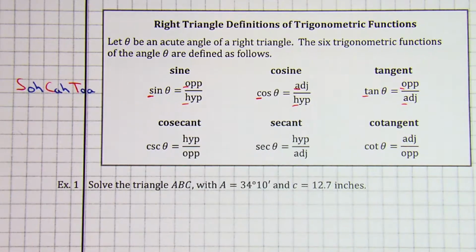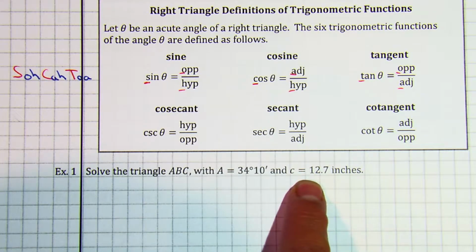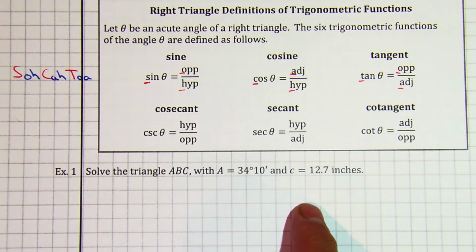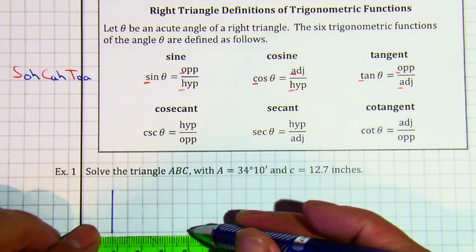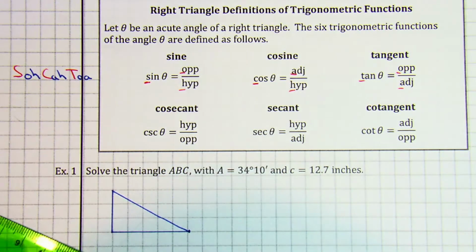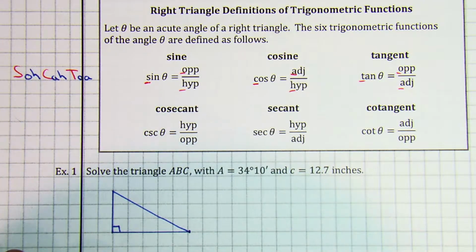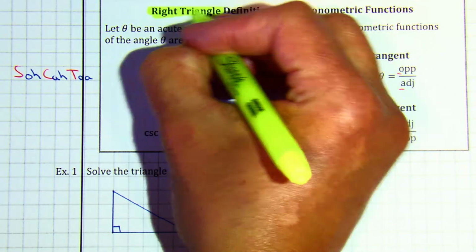So let's go and solve the following triangle, ABC. They give you angle A to be 34 degrees 10 minutes, and side C is 12.7 inches. So we are going to create a generic triangle. I'm just going to use a 3 by 5. We know that this is a right triangle, since we are using right triangle trigonometry. So this only applies to triangles that have a right angle.